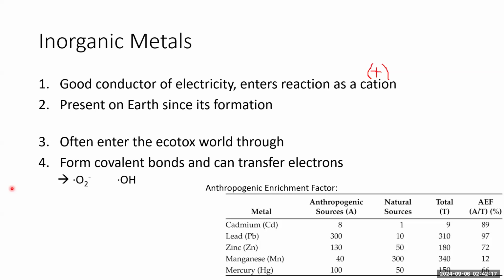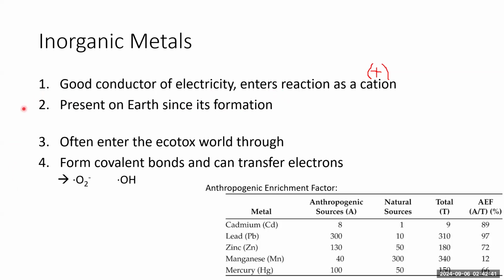All right, so we have metals entering reactions mainly as cations, meaning that they're going to be looking for functional groups that tend to have a negative charge. So things like oxygens, things like phosphorus, all sorts of negative charges is what they're going to be looking for.